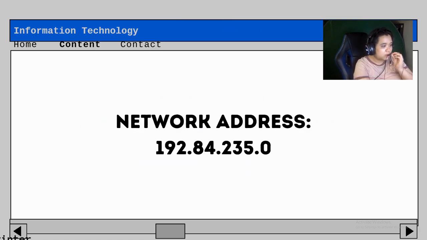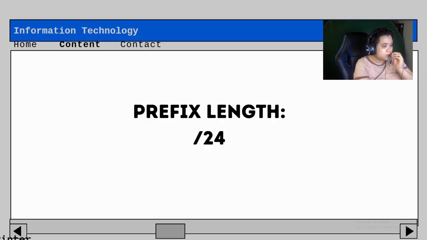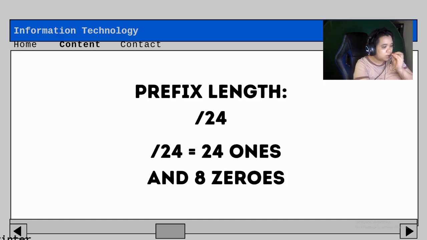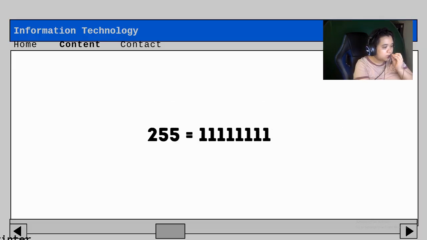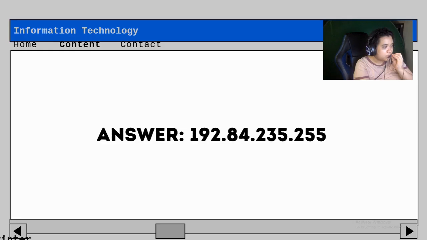Number 6, we are looking for the broadcast address. So the given network address is 192.84.235.0. The prefix length of /24 means the first 24 bits represent the network and the last 8 bits represent the host portion. To find the broadcast address, we set the host bits to 1, in decimal, 8 ones in binary equal to 255. Since only the last octet changes, the broadcast address becomes 192.84.235.255. This is the last IP address in the network and is used to send data to all devices within the same subnet.